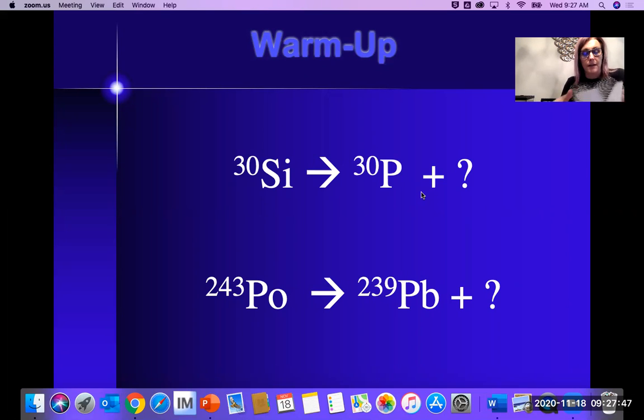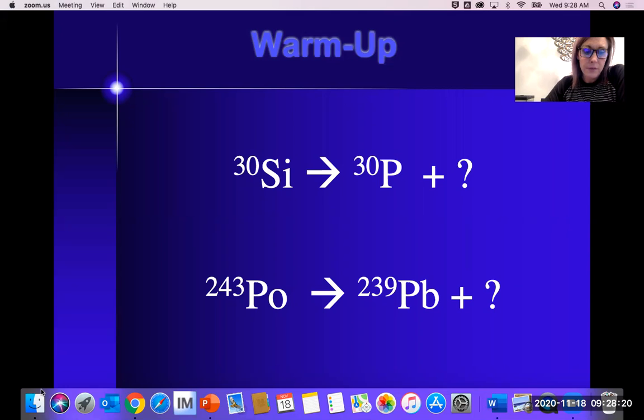You're going to look at the nuclear equation, 0, -1 beta particle. Again, this one would have to be a 4, and then polonium. Polonium is 84, and it changes into lead, which is 82. So that's 2. That would be an alpha particle. So those were nuclear equations.